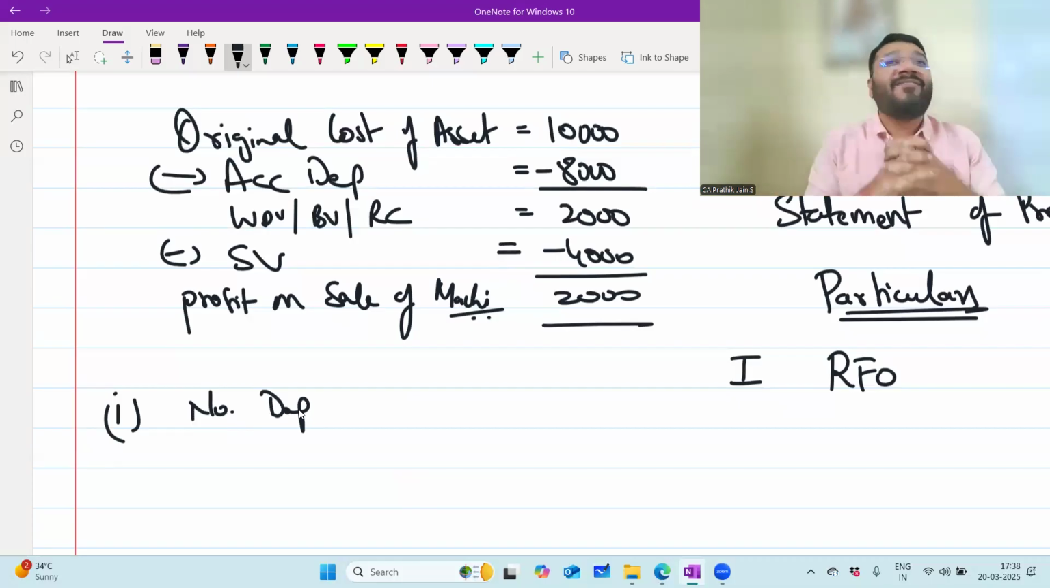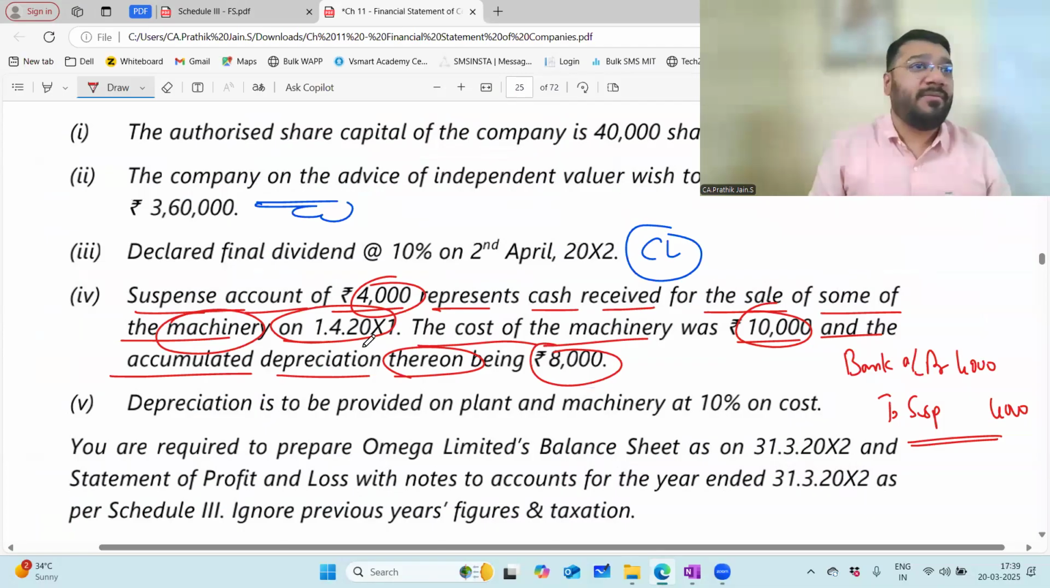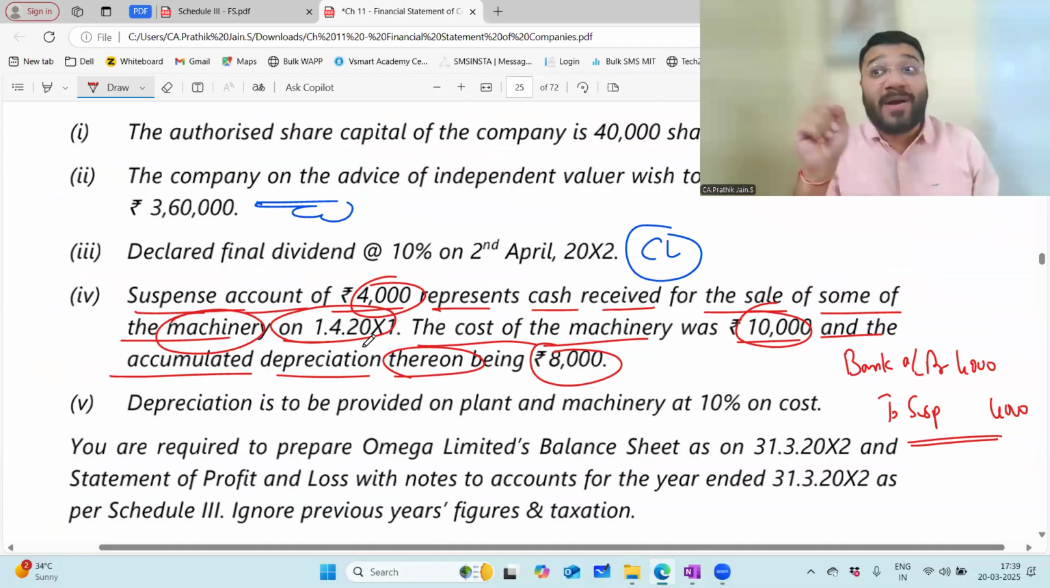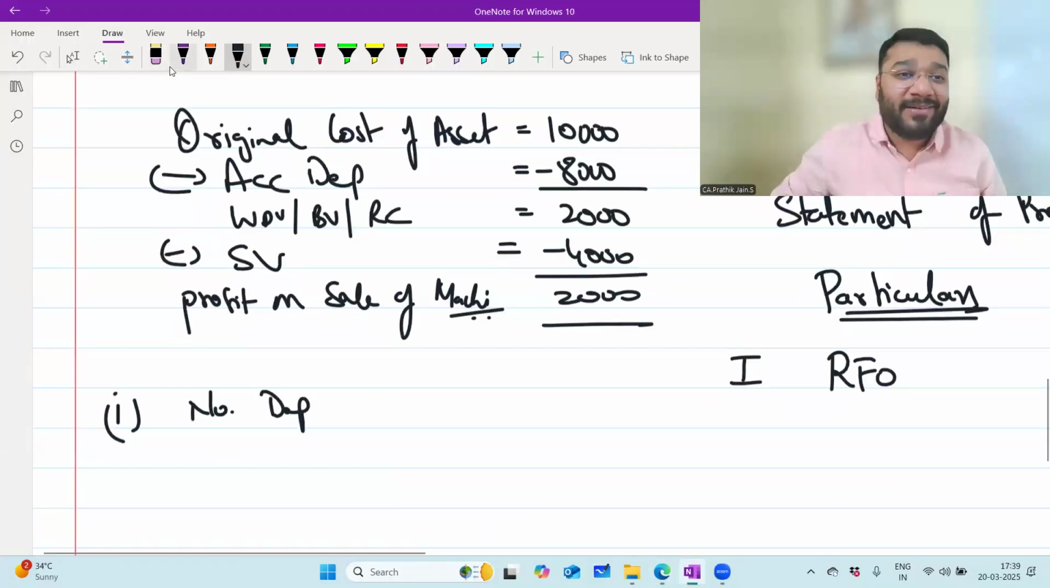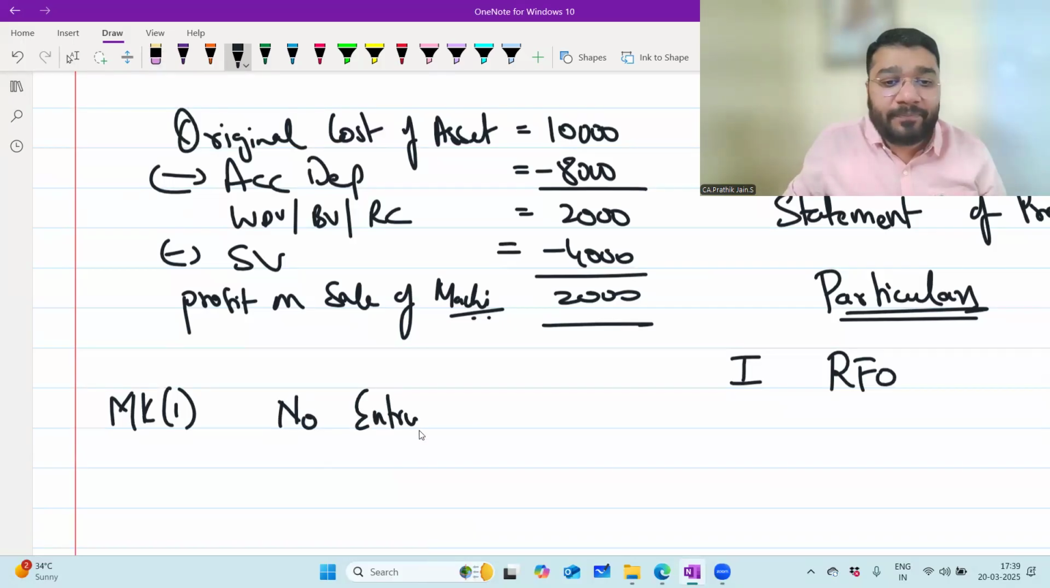Now come, when was the asset sold? Beginning of the year, 1/4/2001 itself, the asset is being sold. Where did you use the asset? Why a depreciation entry? I asked for monkey 1, I didn't ask for a monkey 1A entry. Monkey 1 entry is there or not? Not there. So no entry, MK1, no entry for depreciation.